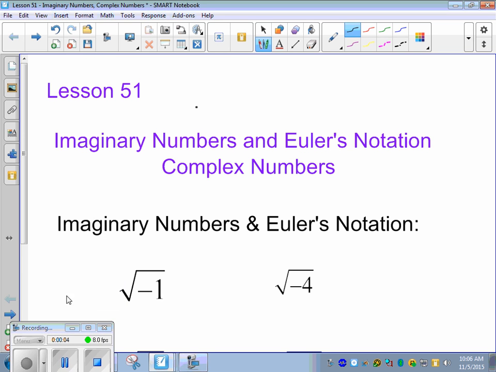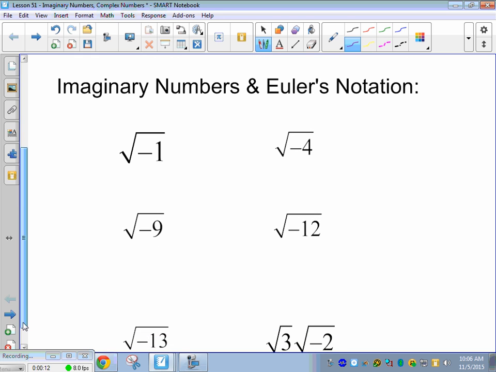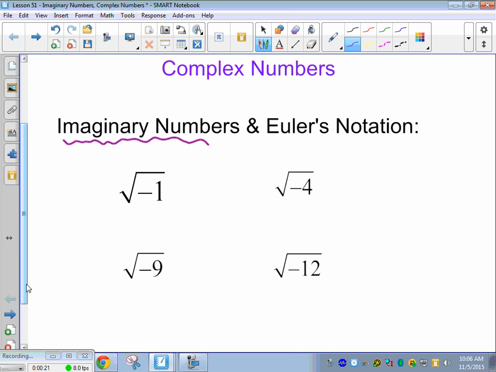All right, lesson 51, imaginary numbers and Euler's notation for complex numbers. So, imaginary numbers. Anytime you see imaginary numbers, that's when we have any kind of negative number underneath the square root. So if you have a negative number under the square root using Euler's notation, it's equal to i. So the square root of negative 1 is equal to i. This is something you want to memorize.